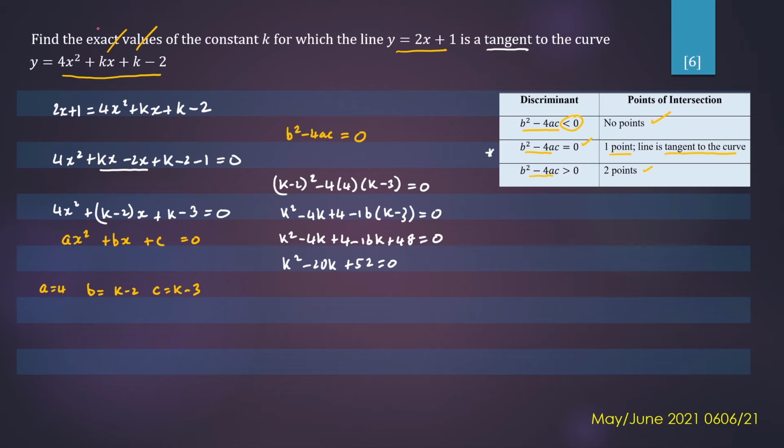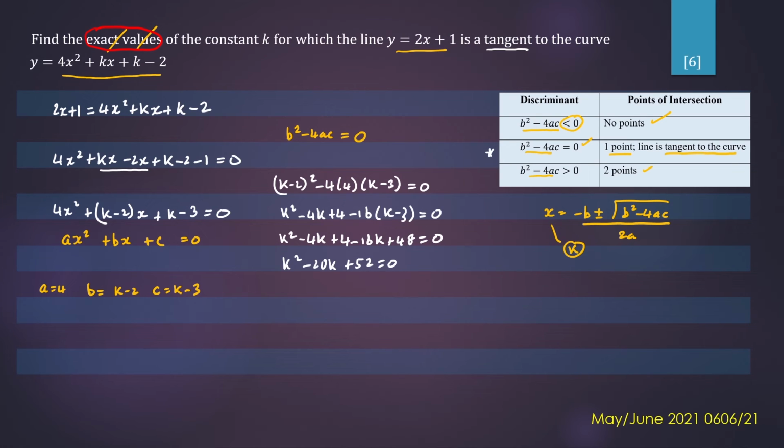Notice that the question mentions exact value. This is suggesting to me that we can't factorize this problem, and if you try to factorize it, you won't be able to. But we'll use the quadratic formula to solve it. Our quadratic formula is x equals negative b plus or minus the square root of b squared minus 4ac, all divided by 2a.